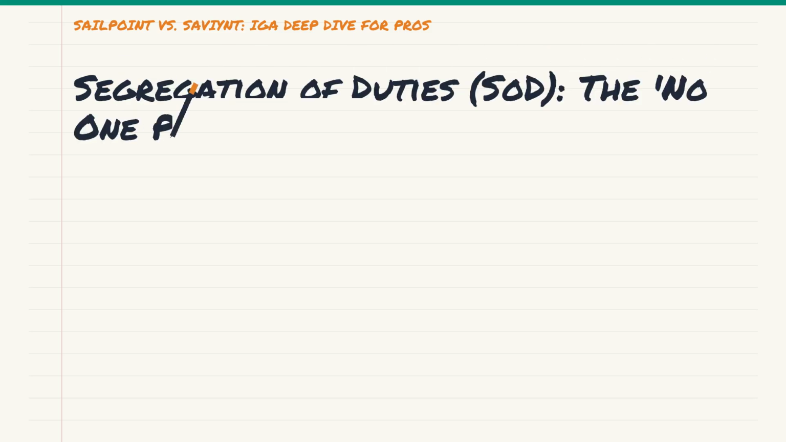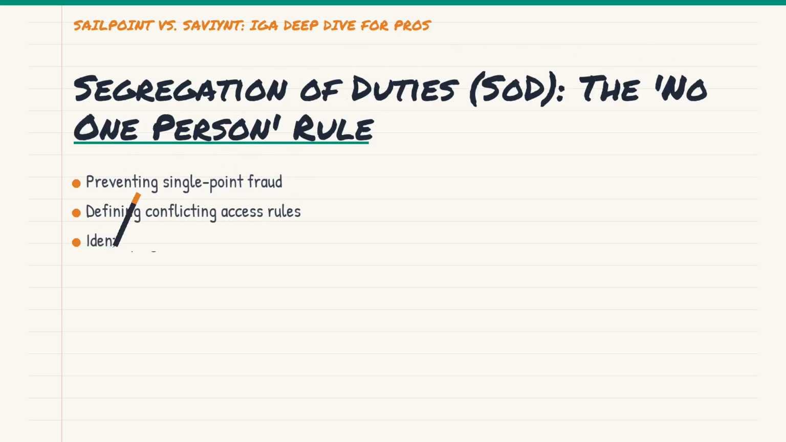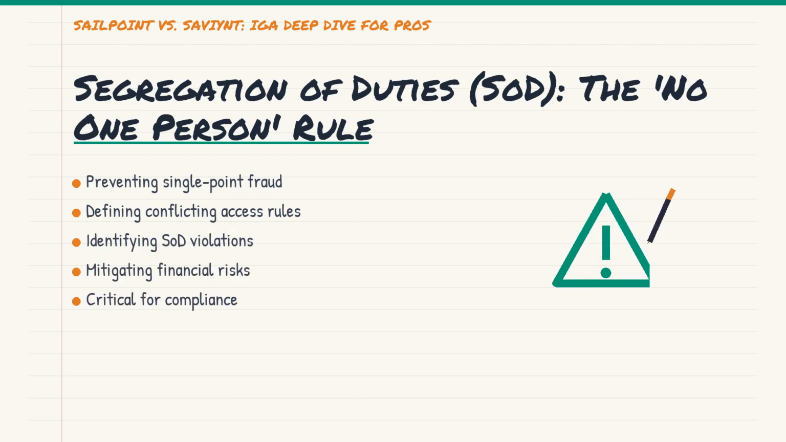Segregation of duties, or SOD, is a big one, especially in regulated industries. It's about ensuring that no single individual has control over all parts of a critical transaction. For example, you don't want the same person who can create a vendor in your ERP system to also be able to approve payments to that vendor. This prevents fraud and errors. IGA tools are crucial here for defining SOD policies, identifying conflicts in current access, and even preventing users from being assigned conflicting roles in the first place. This often involves complex rule engines that analyze combinations of permissions.